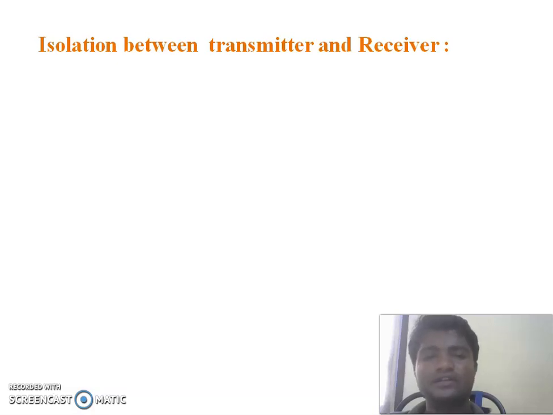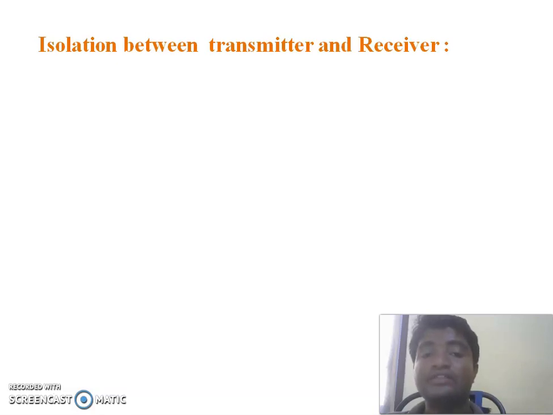The transmitted signal is a very high power signal, in the megawatts, but the received echo signal power is very small, in the milliwatts. Suppose by mistake the transmitted signal enters the receiver, the entire receiver will be damaged. So we have to take precautionary steps to provide isolation between transmitter and receiver.